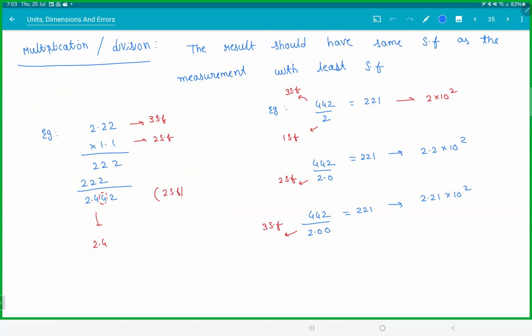So just to brief it up again. During addition or subtraction, we always make sure the number of decimals is the same as the least number of decimals. Whereas for multiplication and division, you multiply and make sure the least number of SF, significant figures, are there.